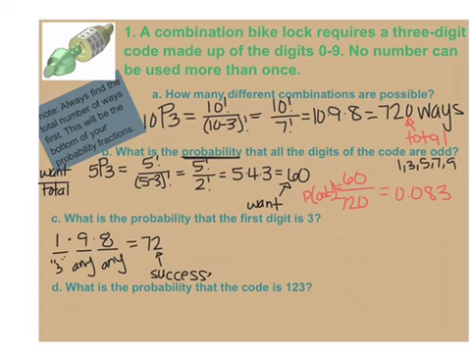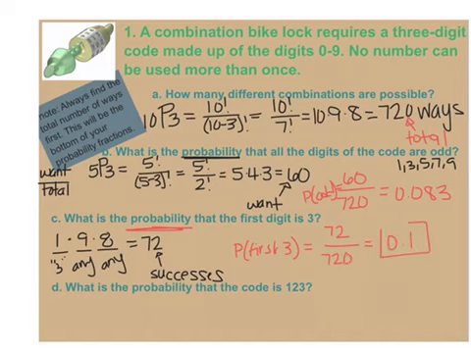I'll be happy if these 72 ways will give me exactly what I want. So now I still need to find that probability, because it's asking for the probability. The probability of the first being a 3 is the successes, 72, divided by the total number of ways possible, the 720. When I do that in my calculator, I get 0.1.